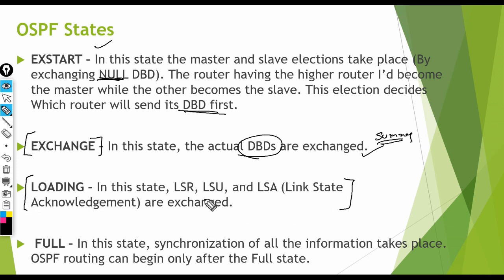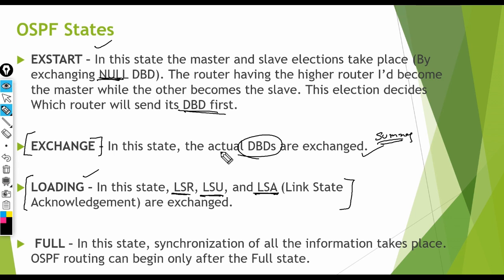See, in the loading state, LSR link state request, LSU link state update, and LSAck link state acknowledgements will be exchanged. Make sure in this loading state, once the router has received the summary of the LSDB from the neighbor router, the router will say, I need the full information. It will request, hey, give me the full information. That is LSR. Then the router will send the full information, that is LSU. If I have received the full information, I should say thanks to my neighbor router, that is LSAck, link state acknowledgements.